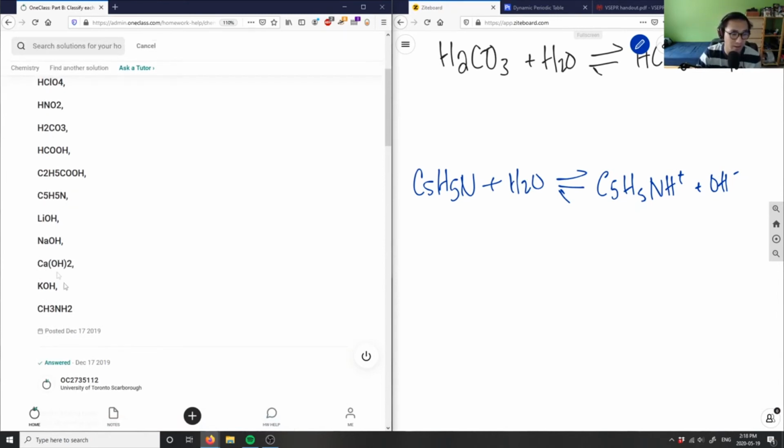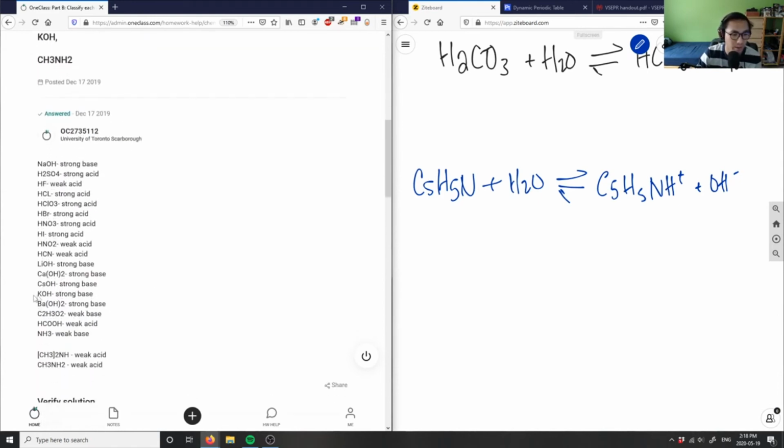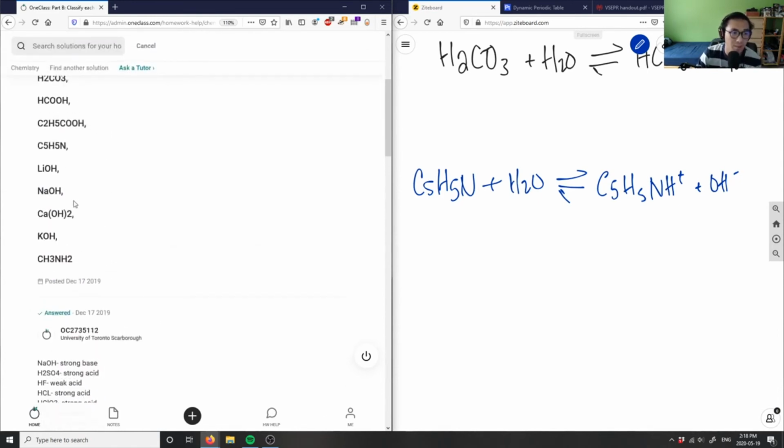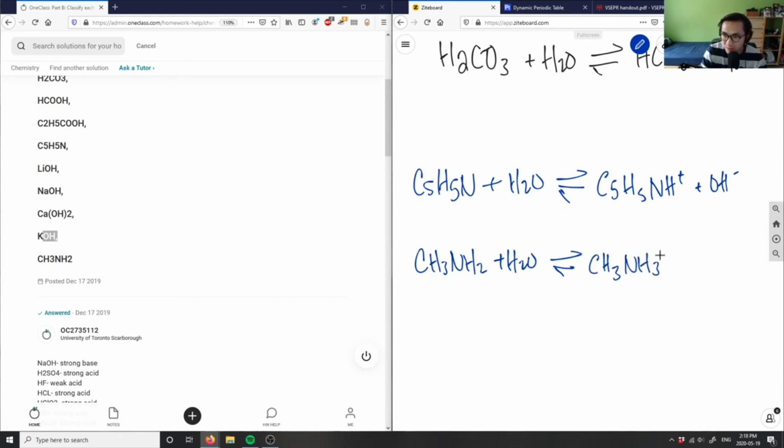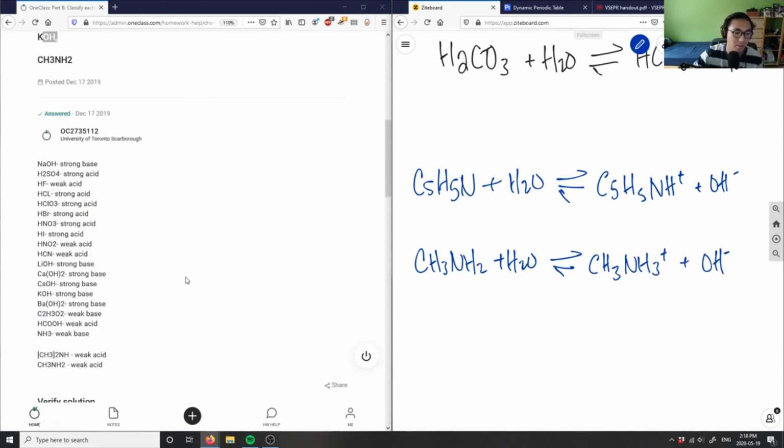Lithium hydroxide and sodium hydroxide are obviously strong bases. Same with calcium hydroxide and potassium hydroxide. I believe they included those here. These are strong bases because of the hydroxide. So strong bases, not strong acids, sorry. Lithium hydroxide, sodium hydroxide, calcium hydroxide, and potassium hydroxide are all strong bases. And finally, this is methylamine, which is going to be a weak base. So I have CH3NH2. I can add that with H2O, and in equilibrium I will get CH3NH3 plus and OH minus, which proves that this will be a weak base because I'm creating this hydroxide ion.